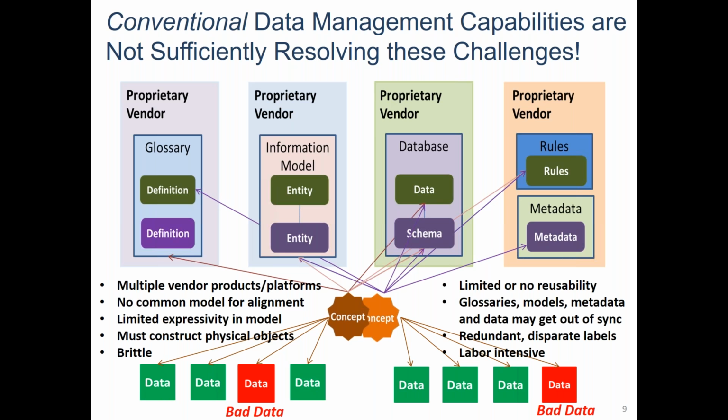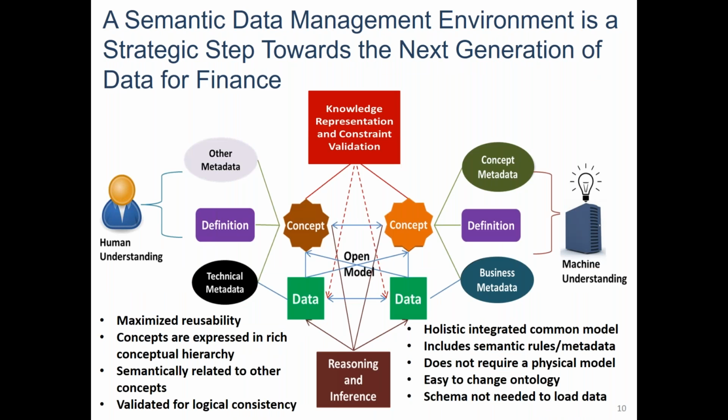We end up with great redundancy. We have many, many labels for the same element. A credit card number could be spelled 20 different ways across the enterprise. It's highly labor intensive, and we often end up with data that's inappropriately assigned to a label or a column. So this is our current state, and it is not sustainable. So jumping into the future and how we move forward, what the next generation of financial data is, it is really based and should be based on semantic capabilities where we can maximize reusability.